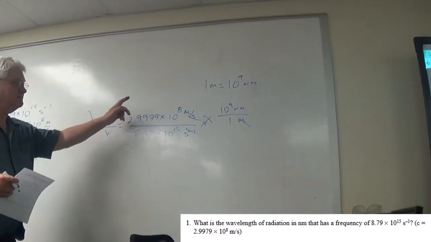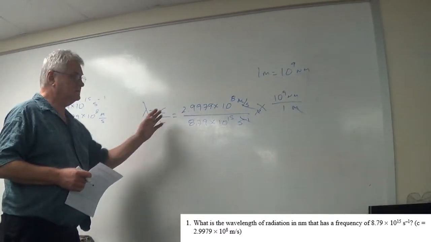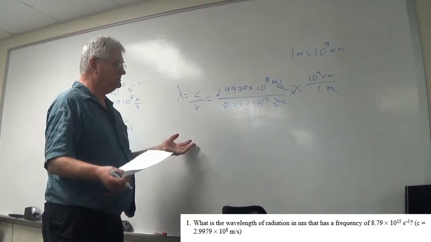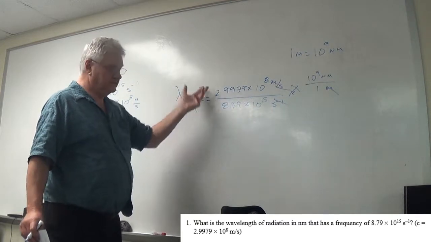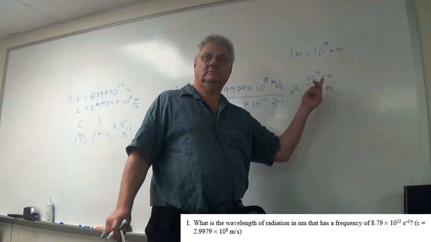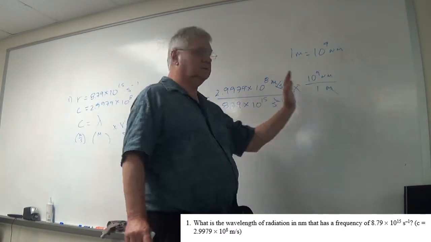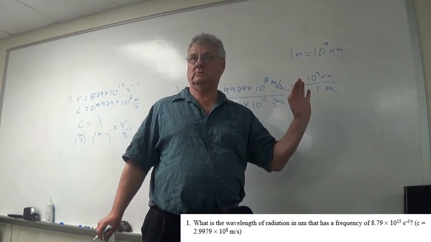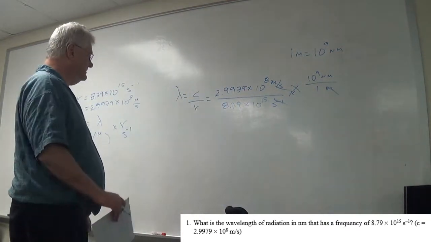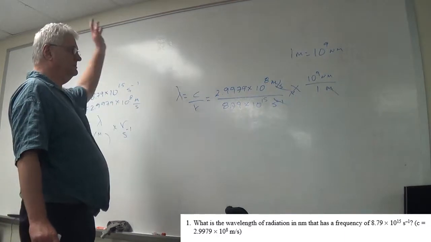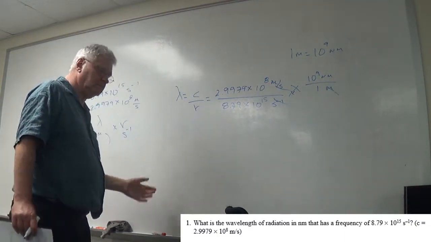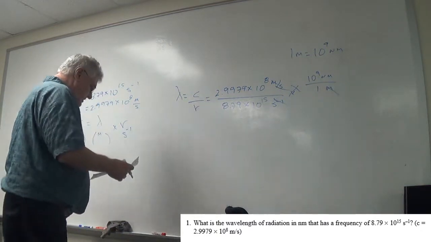When the speed of light was in meters per second, the frequency was in reciprocal seconds, but the problem wants the wavelength in nanometers. So you can do this, your answer will be in meters, and then you need to convert it to nanometers. Okay? Or you can do it in one calculation. Okay? Again, none of this you have to memorize. This equation will be on the formula sheet. 1 meter is equal to 10 to the 9th nanometers. Let's move on to number 2.